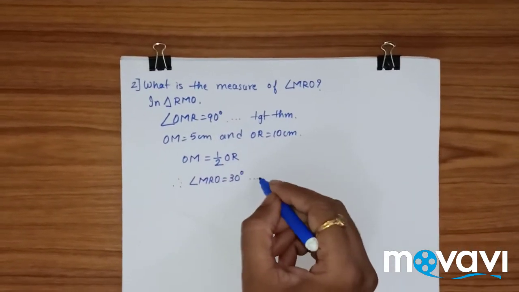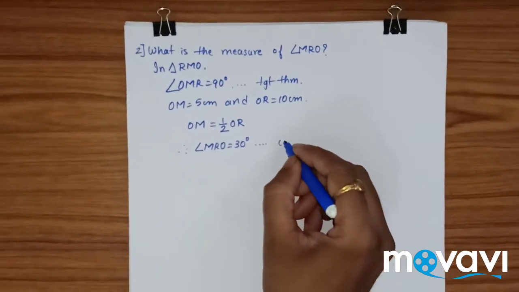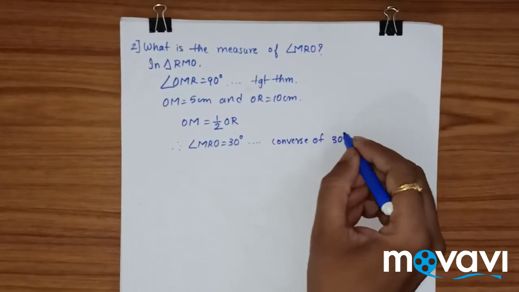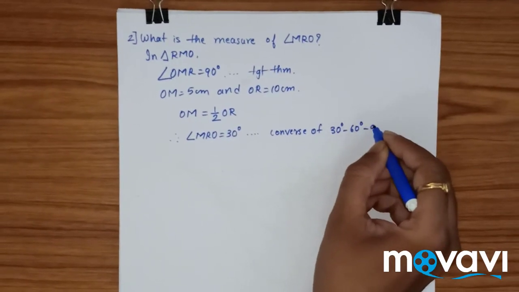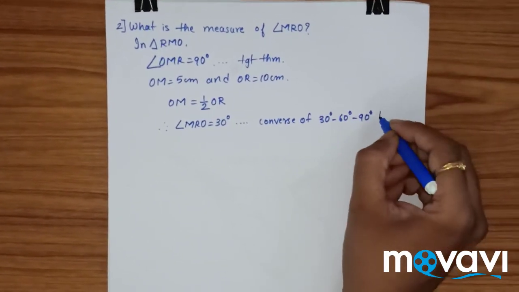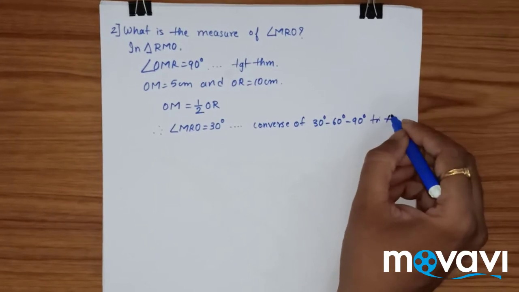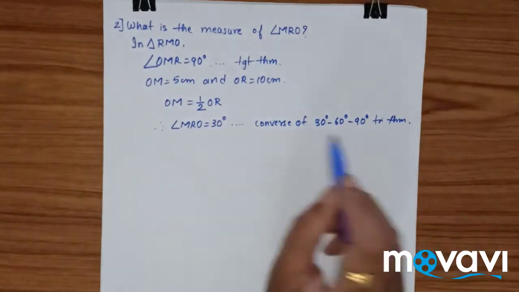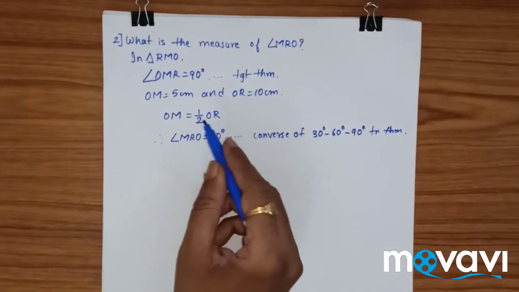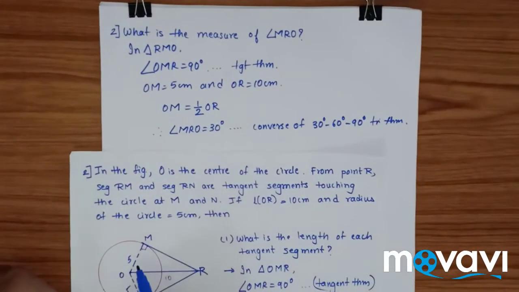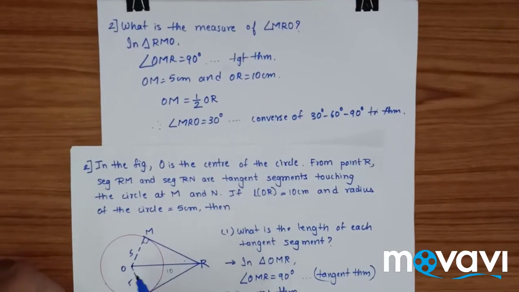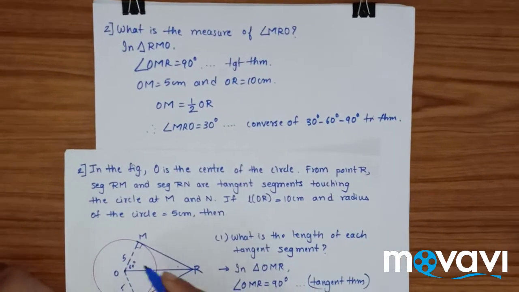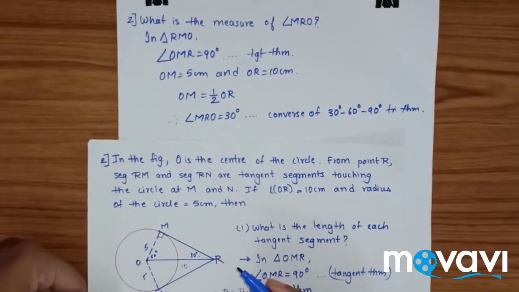What will be the reason? The reason will be converse of the 30, 60, 90 degree triangle theorem. This is the reason. I hope you have recalled it. Therefore, what will be the remaining angle? See, this is 90. This is 30. So what will be this angle? Remaining angle is 60 degree. This should be 60. This is 30. Understood?